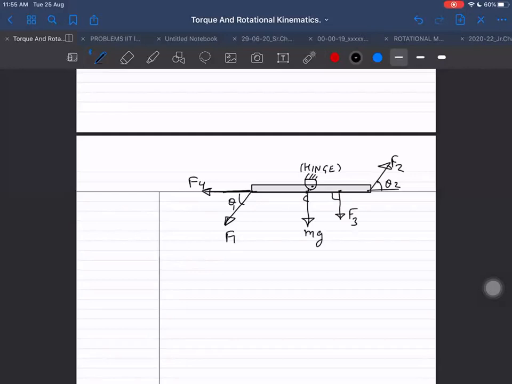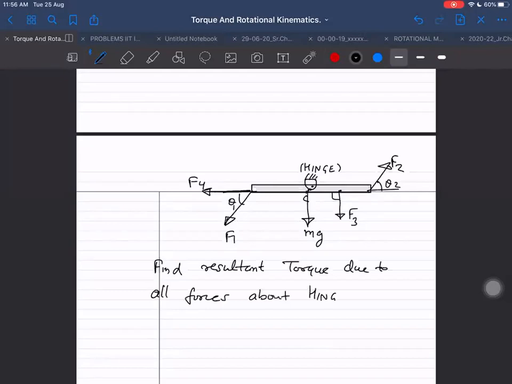The question is: what is the resultant torque due to all forces about the hinge? About which point do we want to find it? About the hinge. So I should take the hinge as the origin.